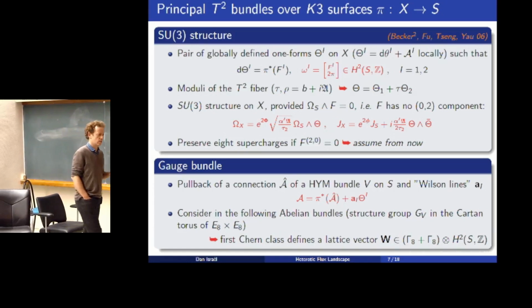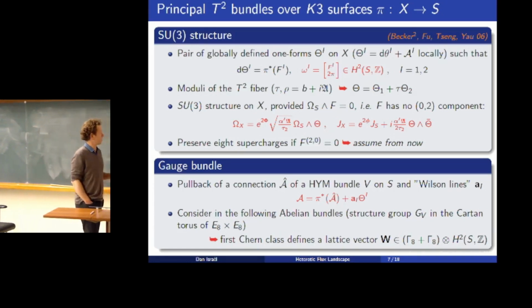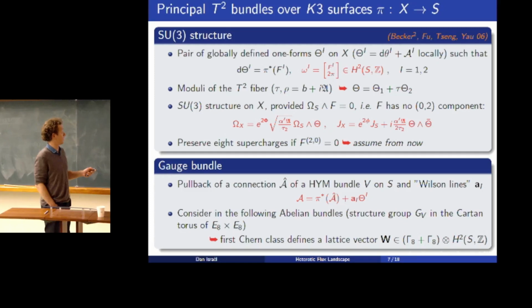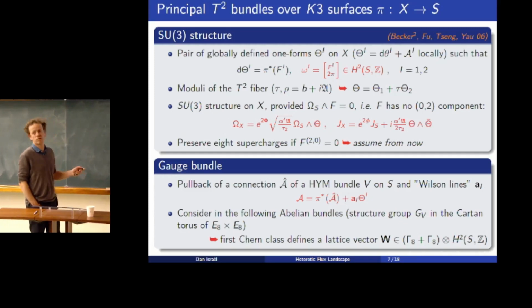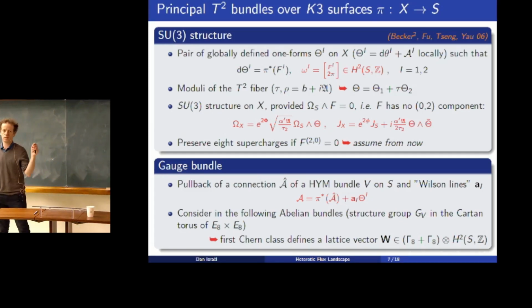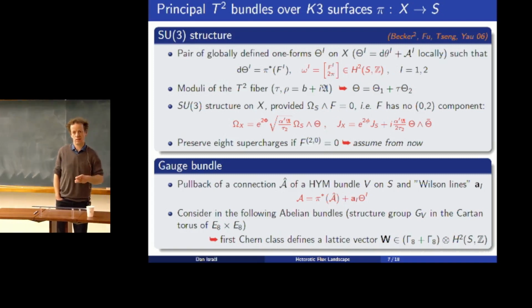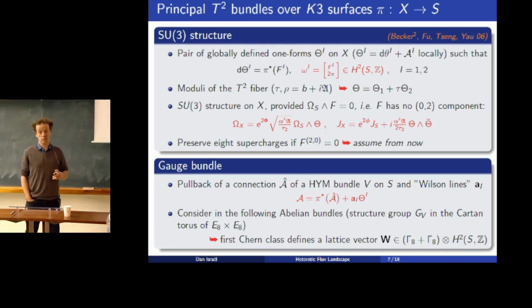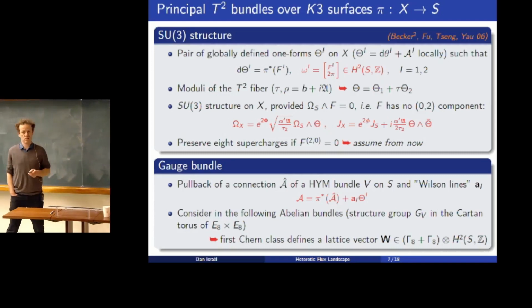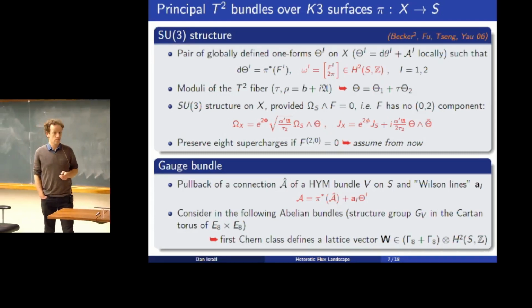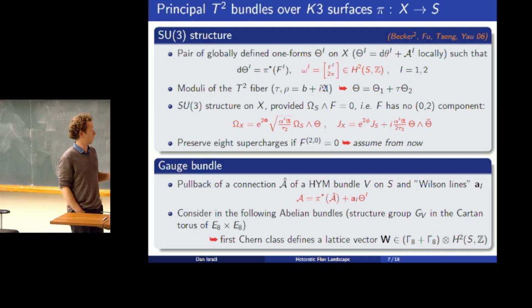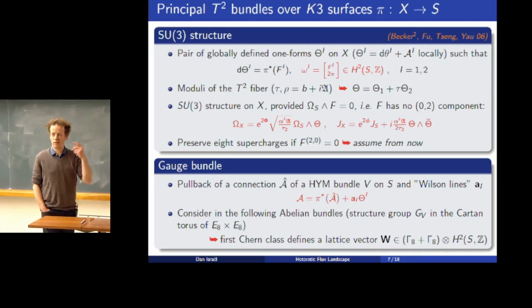But there is an even more refined case that you could look at if, on top of it, also the 2-0 form is vanishing, which means that you just have 1-1 curvature. Then you preserve not only 4 but 8 supercharges, and again this is what you expect to be the generic case of 8 supercharge compactification. So then you have to tell what the bundle is.